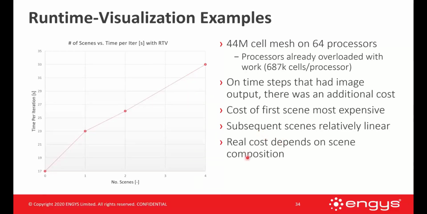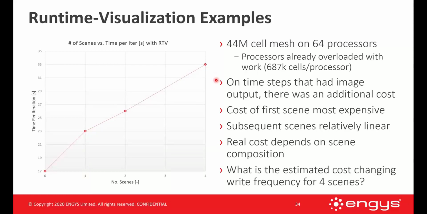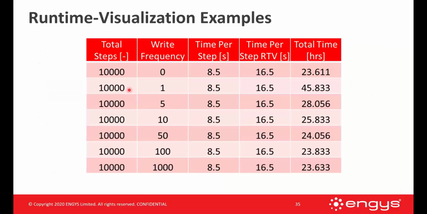But the real cost of these different scenes really depends on the composition. I wouldn't say that if scene 1 was just a slice, something very simple, versus scene 2 had 500 different isosurfaces, I would expect the cost between scene 1 and scene 2 to be very different. In this case, scenes 1 through 4 had very similar composition. So what is actually the estimated cost of changing the write frequency of these 4 scenes? So let's take a look at it.